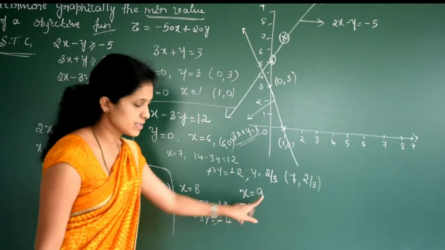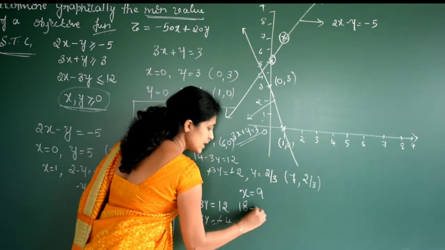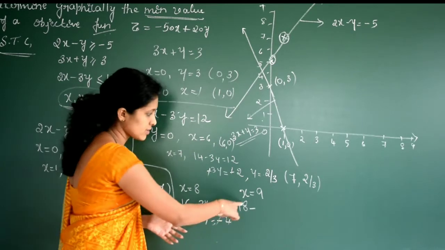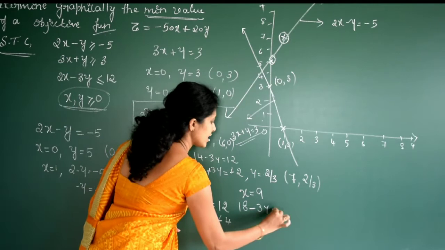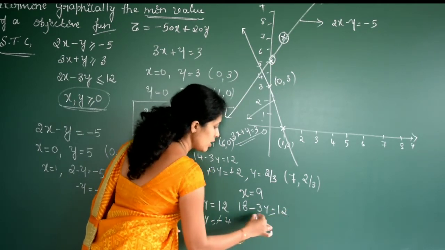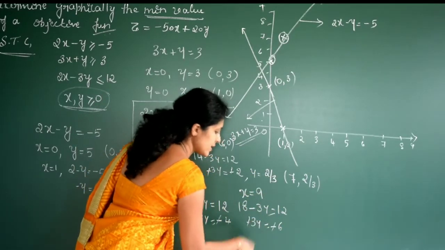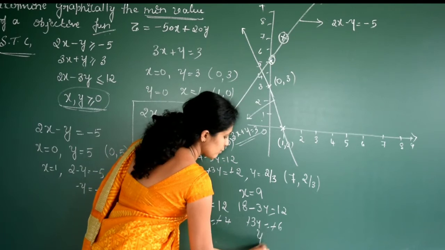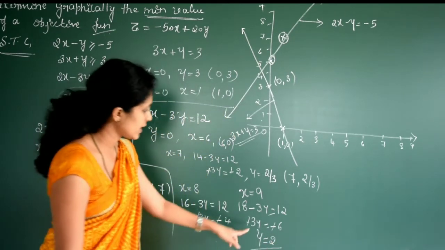Or if I go with x is equal to 9, so 9 into 2 will be 18. See, you can consider any point. If you consider x is equal to 9, this will be 18 minus 3y is equal to 12. So minus 3y is equal to 12 minus 18, which will be minus 6. So that minus and minus will get cancelled. We'll get the value of y is equal to 2. We'll get this as a natural number, right? So that we can go with this one.